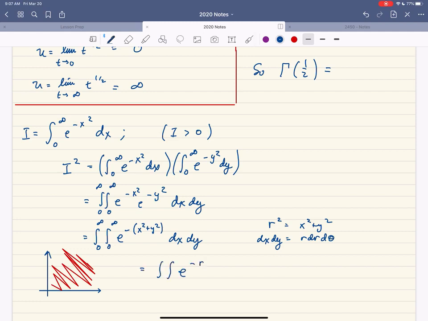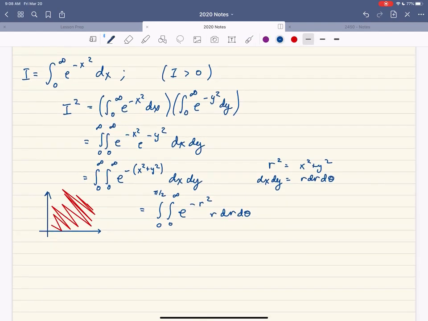So this is e to the negative r squared, and dx dy is our r dr d theta. That's from the Jacobian of the transformation that we make, right? So classic polar coordinates. And r is going to be the radius of our circle, so it's going to go from 0 to infinity. And theta is going to be the angle that we make, and it's going to go from 0 to pi over 2, because we're just talking about the first quadrant.